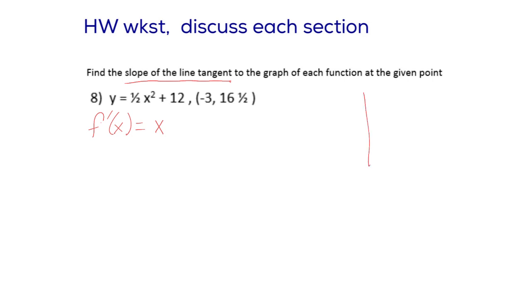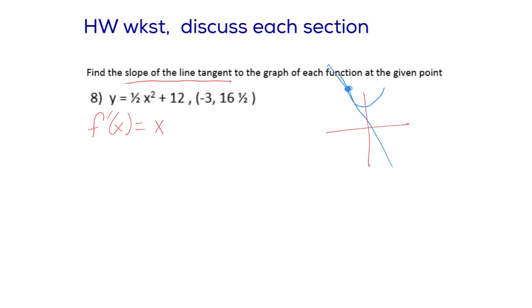Now, if you think through this graphically, going clear back to day 3, this is a quadratic that is a little bit wide because of the 1/2, and it's moved up 12. So it's way up here someplace, like that. And then at this particular point, at -3, 16.5, I'm supposed to be finding the slope of the tangent line. Okay, well, the tangent line would be something like that right there.